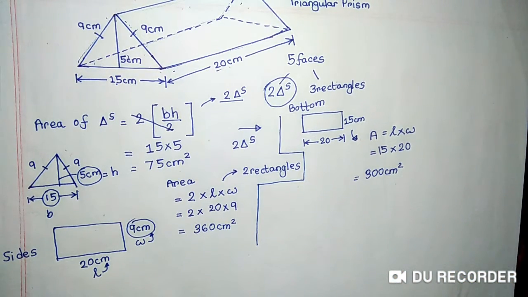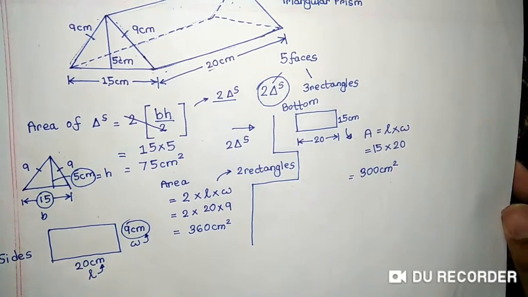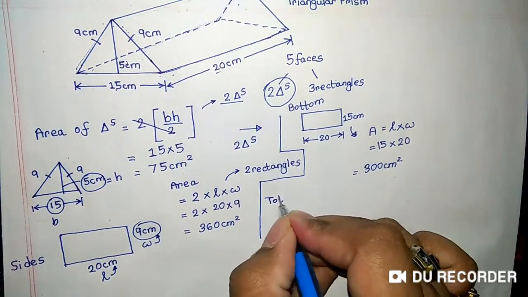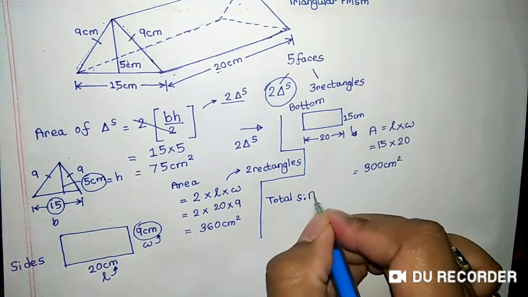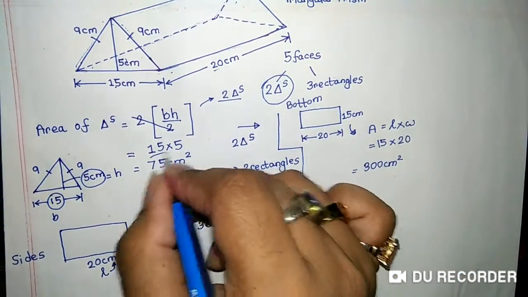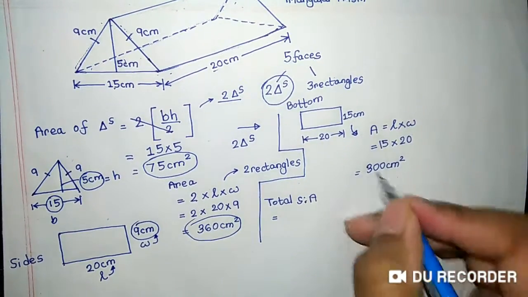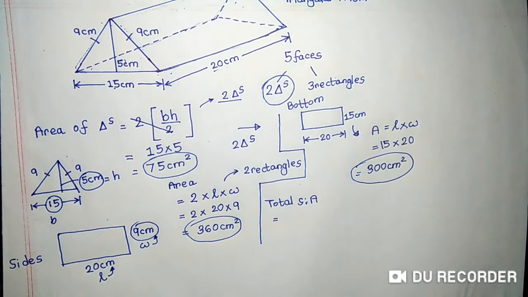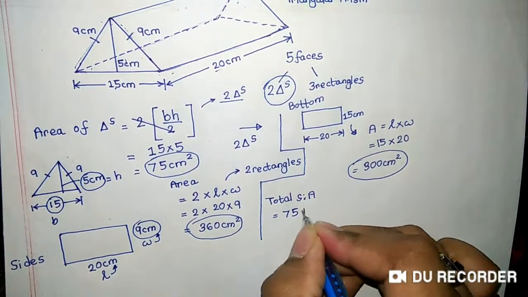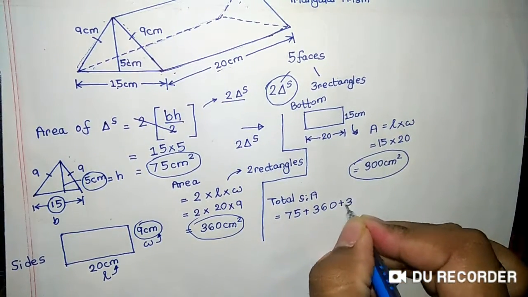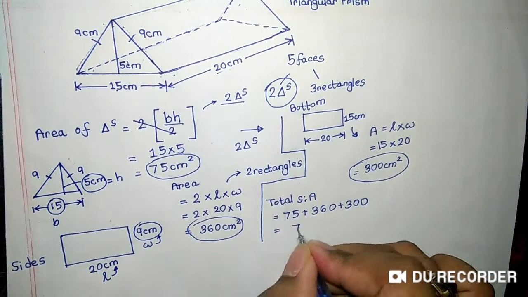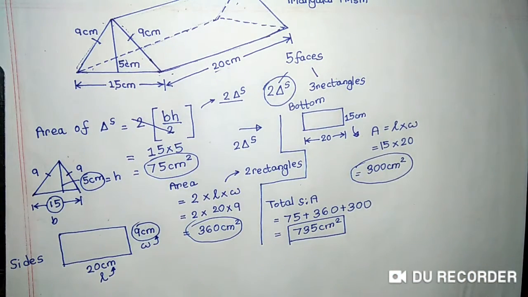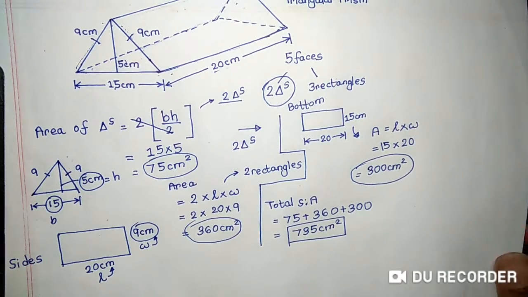Now, we have calculated the area for each of the faces individually. Now it's time for us to calculate the total surface area. So the total surface area is going to be the sum of all the areas that we have found. This 75 centimeters square, this 360 centimeters square, and 300 centimeters square, because they give us the area for all the 5 faces. As a result, if we just add them up over here like this, we are going to get the total surface area of the triangular prism, which turns out to be 735 centimeters square.